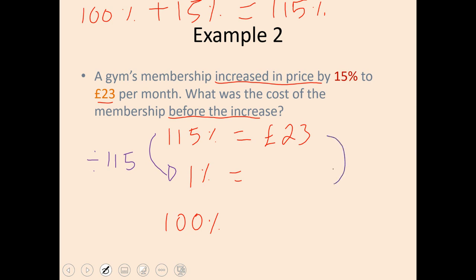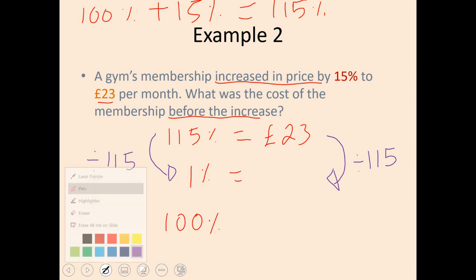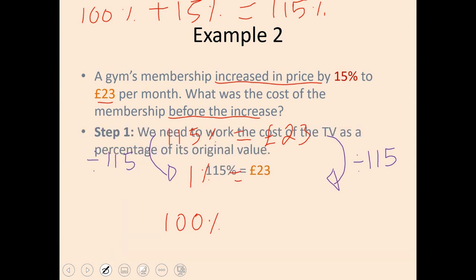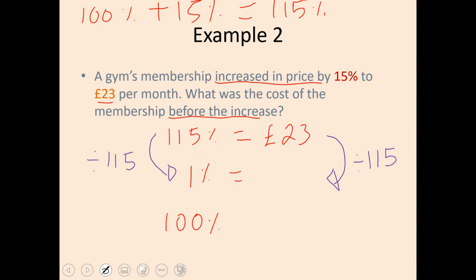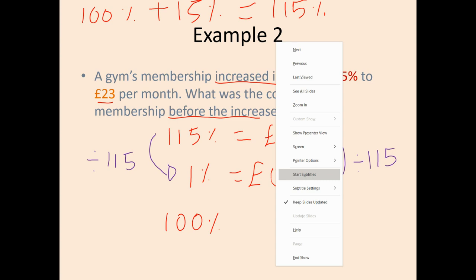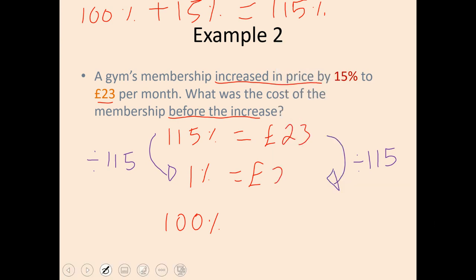And then remember, whatever you do on one side, you have to do to the other. So you divide this side by 115. £23 divided by 115. Again, you could just use your calculator. That would be roughly about 20 pence, or 0.2. So that'll be about 20 pence, or 0.2 pounds.